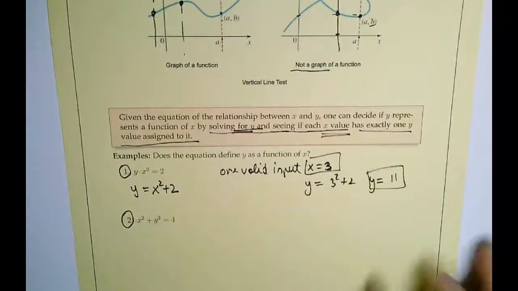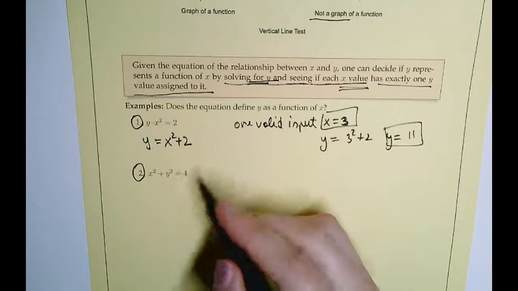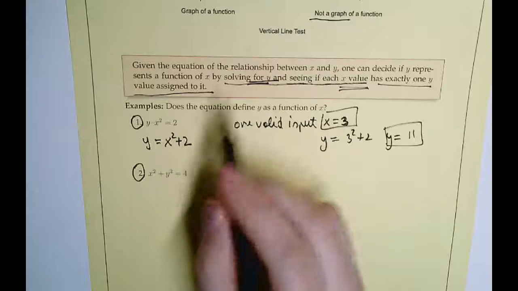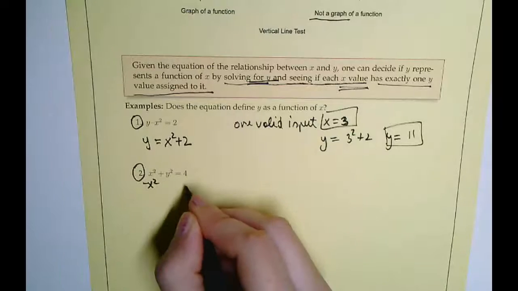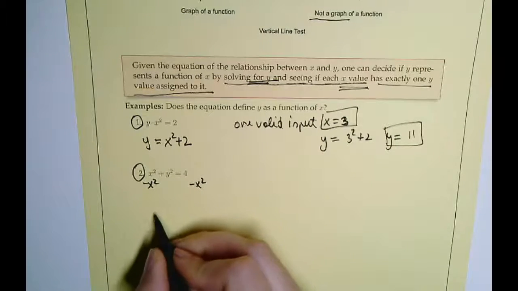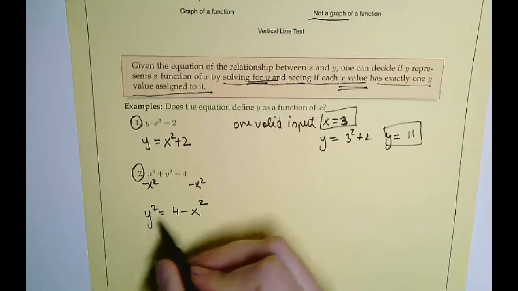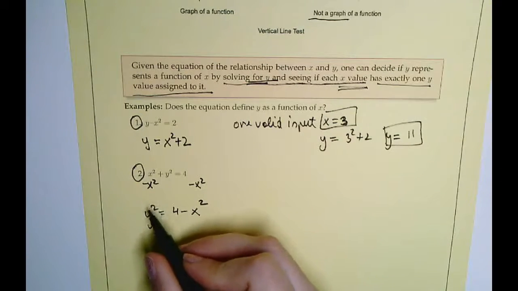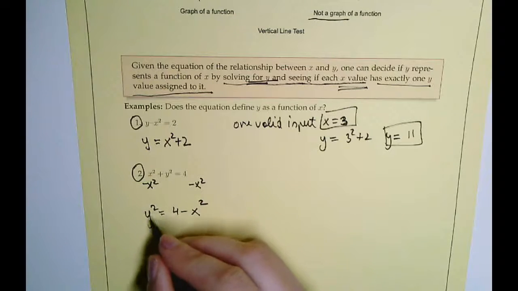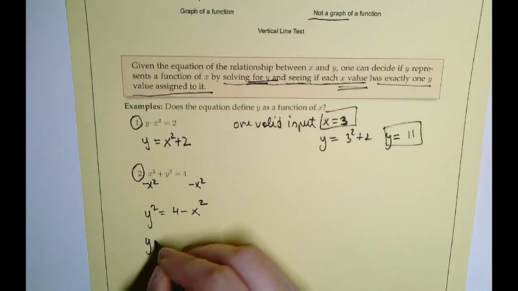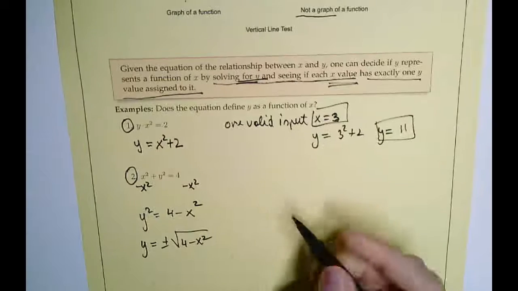What about for the second one? Can we decide if this defines y as a function of x? So let's see. We're going to solve for y. So I'm going to subtract x squared from both sides. So I'm going to get that y squared equals 4 minus x squared. I'm going to solve for y, so I need to take square root of both sides and not forget my plus or minus. So when I take square root of y squared, I'll get that y equals plus or minus square root of 4 minus x squared.